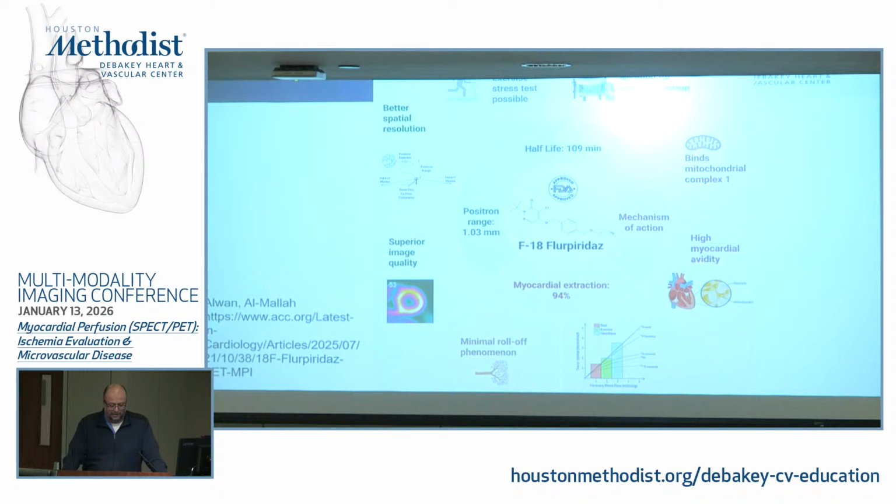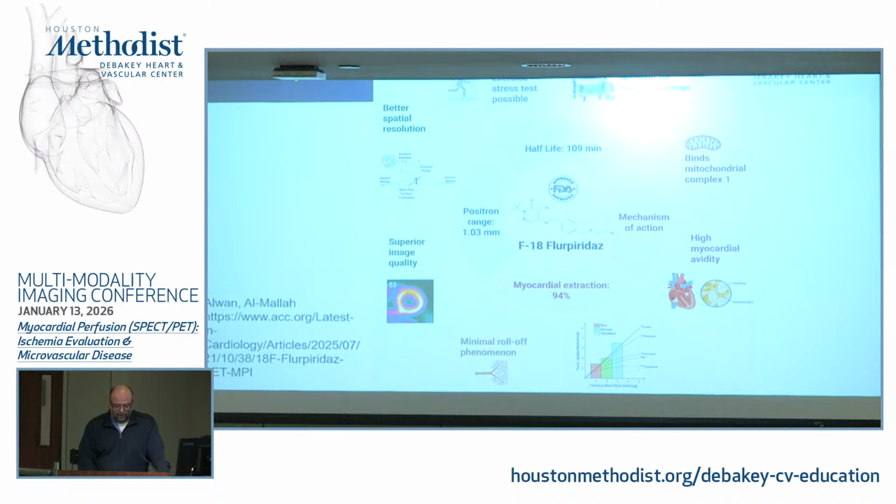One of them, and as you see here, Dr. Alwan, our postdoc, puts this nice infographic that you'll find on the ACC website. So you can see that it has multiple advantages compared to rubidium. So it actually binds to the mitochondria. It has high myocardial affinity. So the uptake by the myocardium is almost 94% compared to lower uptake by rubidium. Although I have to say rubidium also has correction factors, but still to have a true higher affinity uptake is better than having something that you correct for.